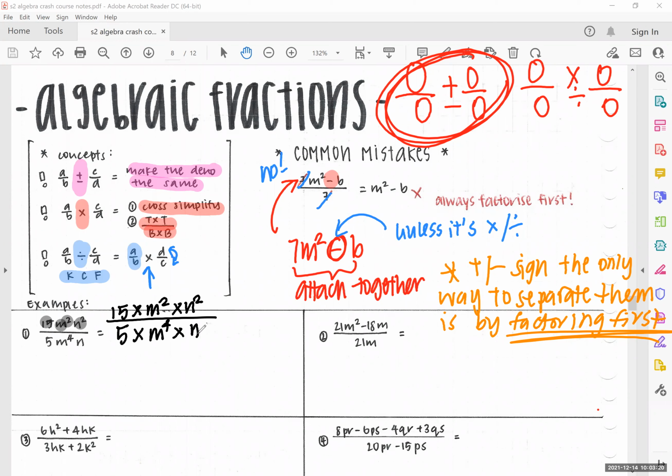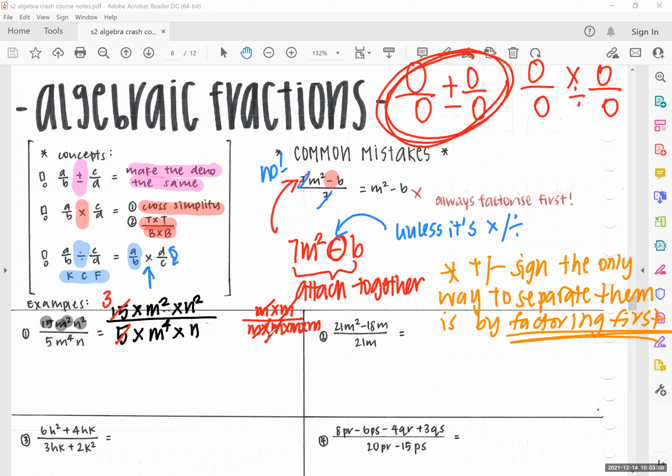Now change highlighter color, change pen. We take a red pen right now. Can you see number with number? Can I simplify the 15 and the 5? Yes, cancel, cancel. I'm left with 3. Now guys, be very careful here. Can you see this m squared? This m squared means m times m. And this m to the power of 4 is actually m times m times m times m. So I can cancel, cancel, cancel, cancel.